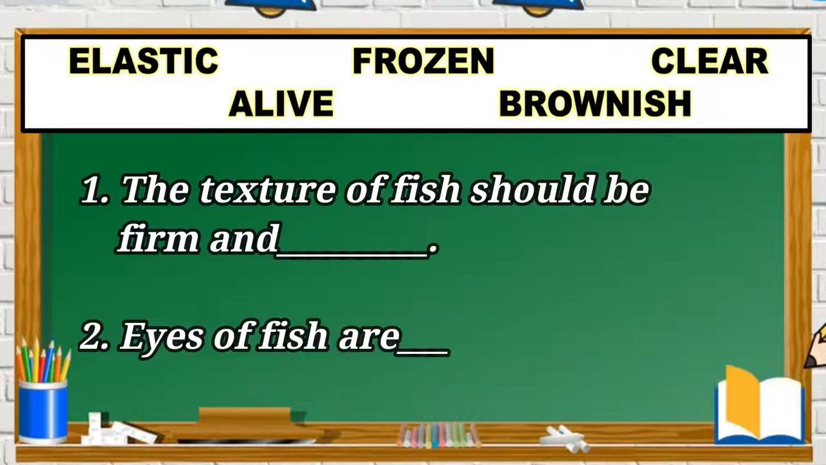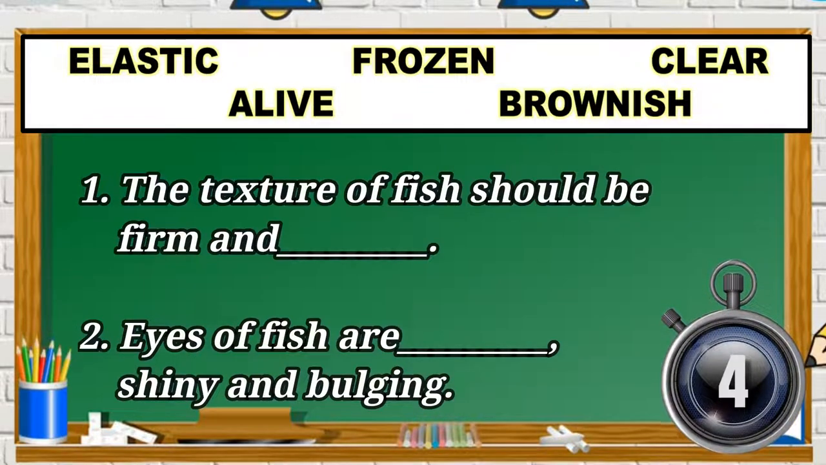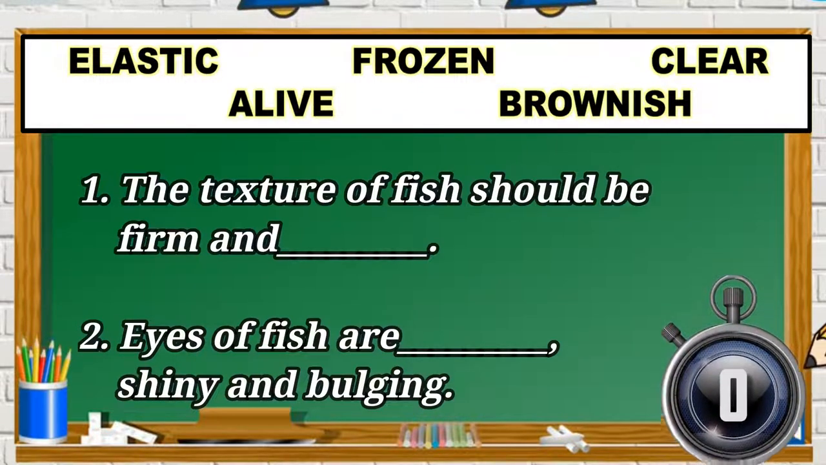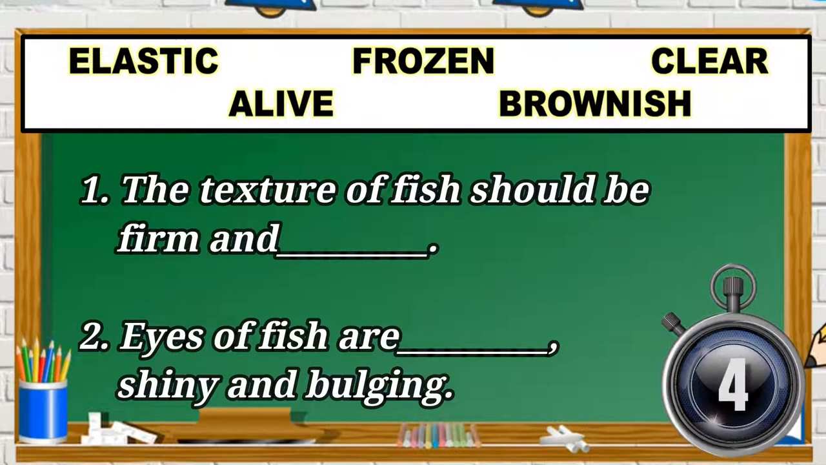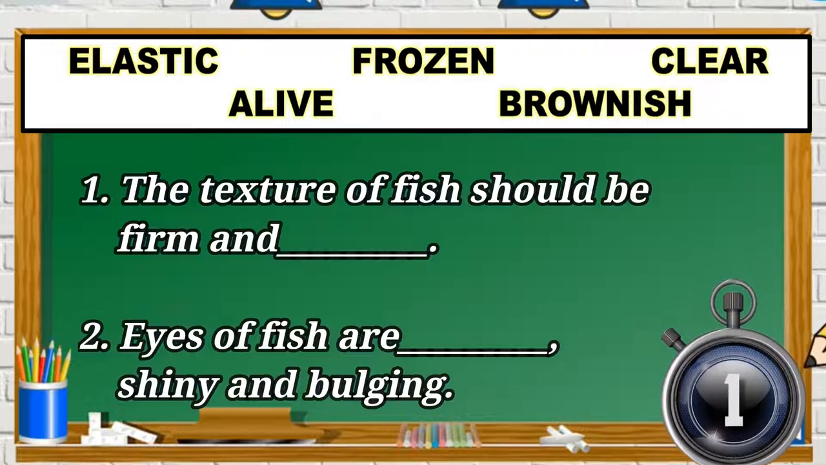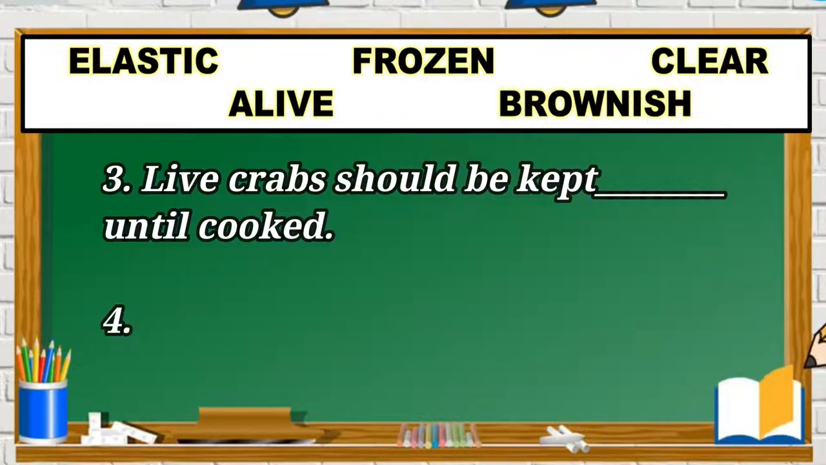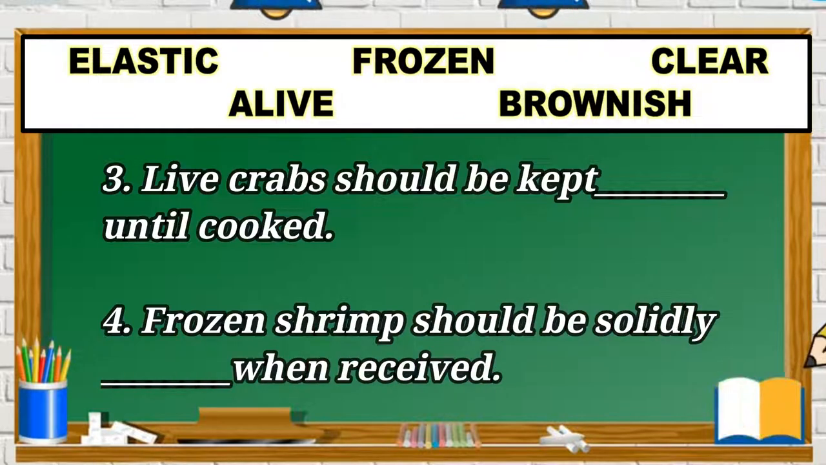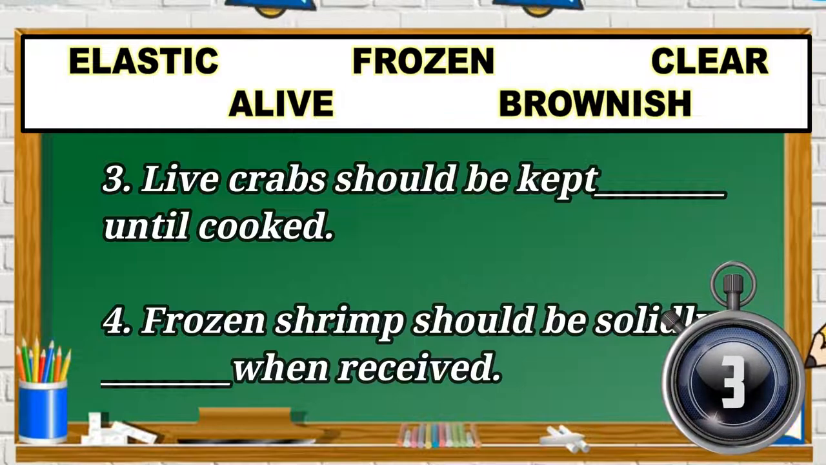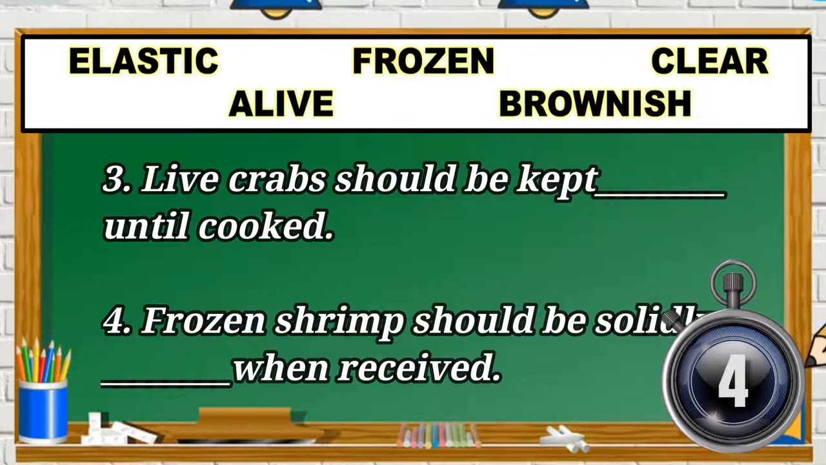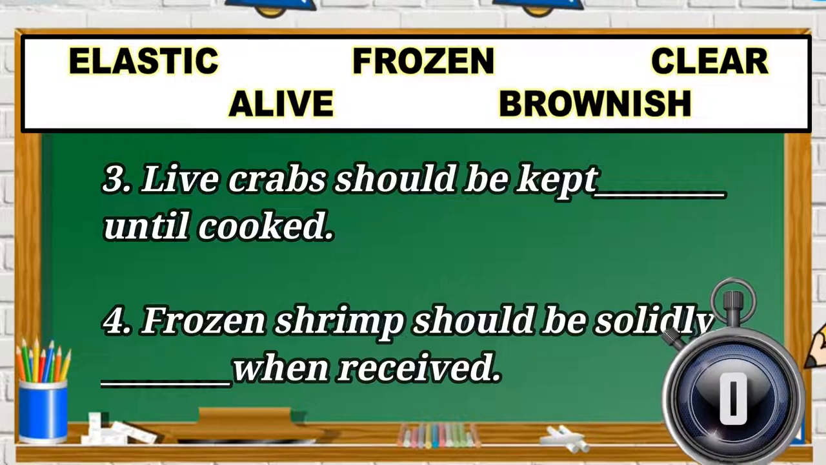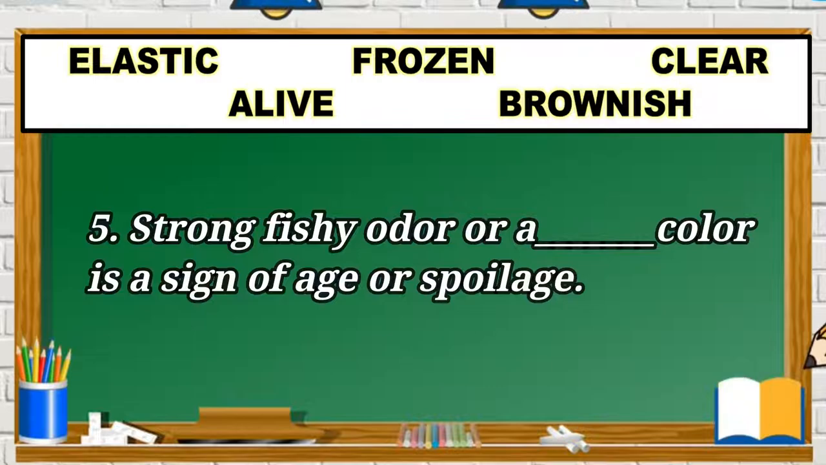Number 1. The texture of fish should be firm and blank. Number 2. Eyes of fish are blank, shiny, and bulging. Number 3. Live crabs should be kept blank until cooked. Number 4. Frozen shrimp should be solidly blank when received. And lastly, number 5. Strong fishy odor or a blank color is a sign of age or spoilage.